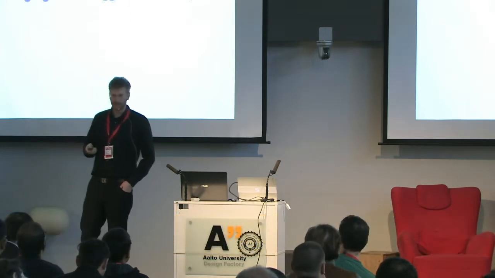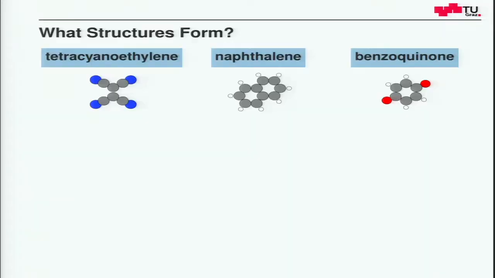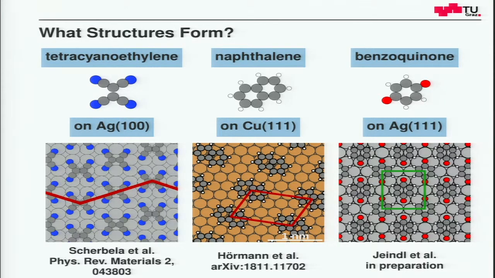And to give you a sense of what structures we are considering, here are some examples of structures that we've already studied. If we put TCNE on silver 111, we get these nice chevron structures, and naphthalene and benzoquinone on copper 111 and silver 111 respectively also form nicely regular structures, right? And we would like to predict structures like these from first principles, right?